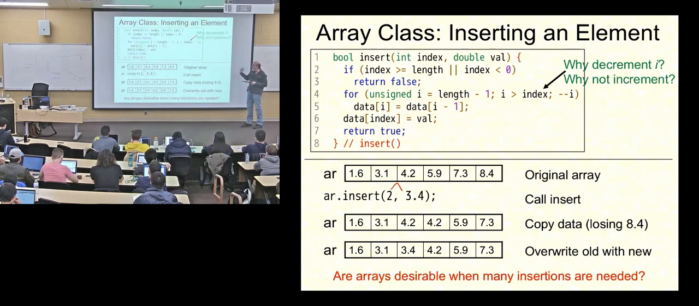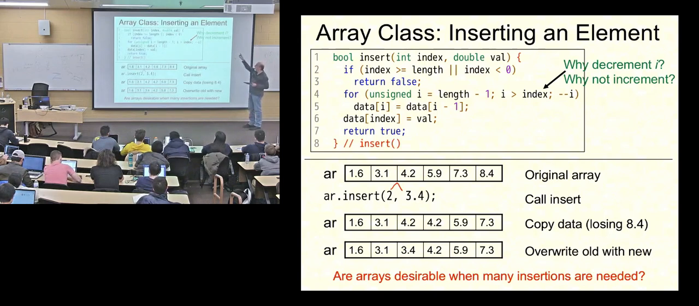But to do that, I'm going to have to move everything over to make room for it, and I'm going to have to lose the last value because I'm not going to grow my array. It's a fixed size. Our array class is all fixed size so far. So for me to put that 3.4 in there, let's look at the code.